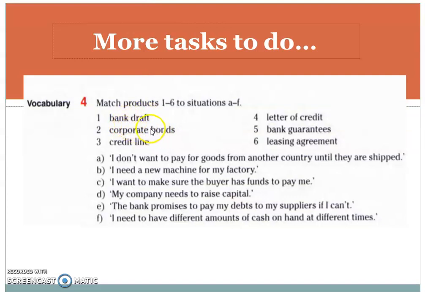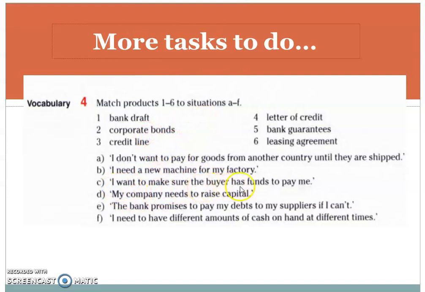Bank, I mean, corporate bonds, credit line, letter of credit, bank guarantees, leasing agreement. Okay. So these are the situations. For example, I don't want to pay for goods from another country until they are shipped. Okay. I need a new machine for my factory. So you have to match this one. These are the situations. You have to match the products of the bank.